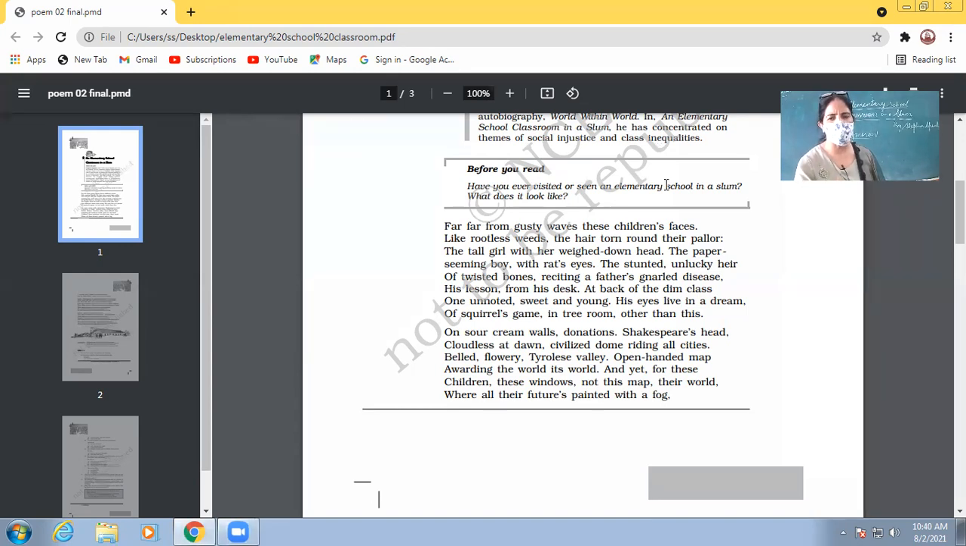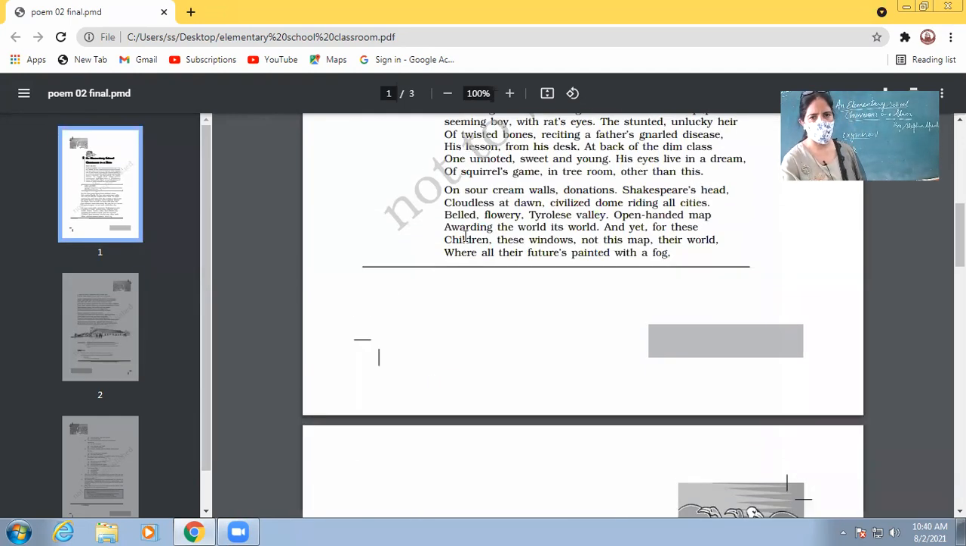So children, today will be the test of the first stanza of "An Elementary School Classroom in a Slum." There will be reading skills, that is comprehension, also. Okay. "On sour cream walls, donations." The second stanza is about. Time is 5 minutes. So, "on sour cream walls, donations."